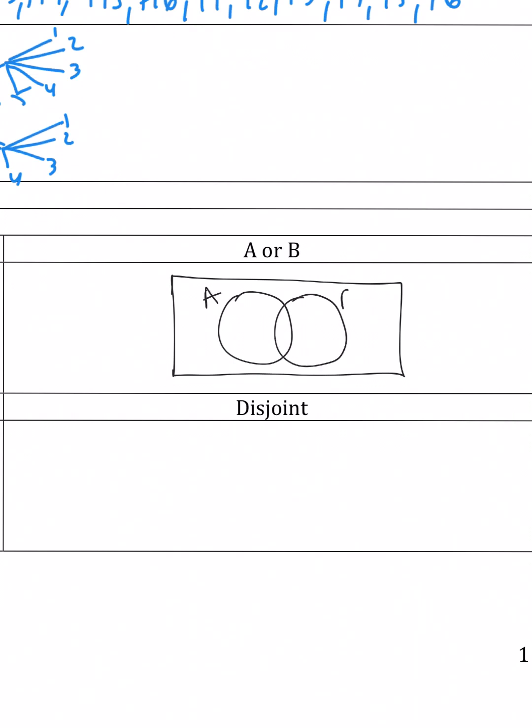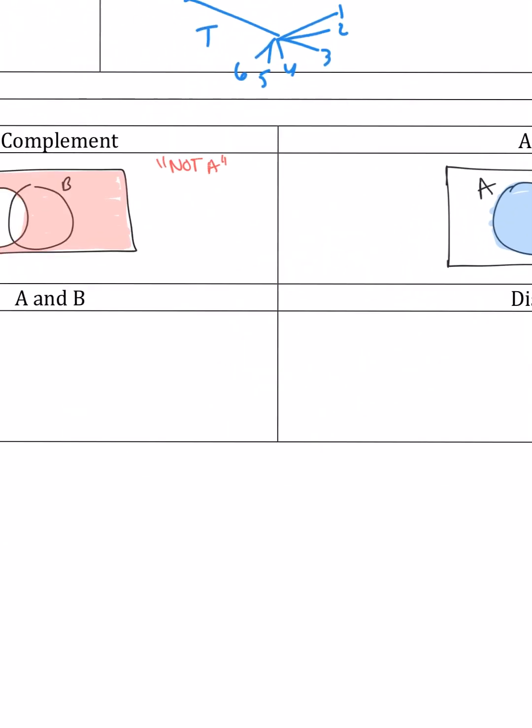Here's event A or event B, and here's how you do this. Event A. Just highlighted event A circle. Or event B. And so we've got both of their overlap. A or B means the outcome can be in event A or event B. As long as it's one or the other, it works.